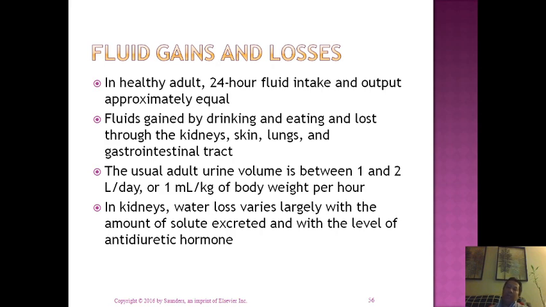On the other hand, if the fluid loss is higher than your fluid intake, then the patient will be susceptible to dehydration. So again, the usual adult urine volume is between 1 and 2 liters per day, or 1 ml per kilogram of body weight per hour. But then again, increased water loss varies largely with the amount of solute excreted and the level of the antidiuretic hormone.